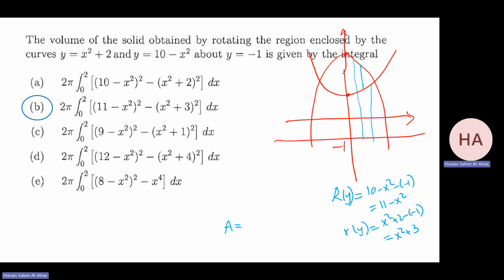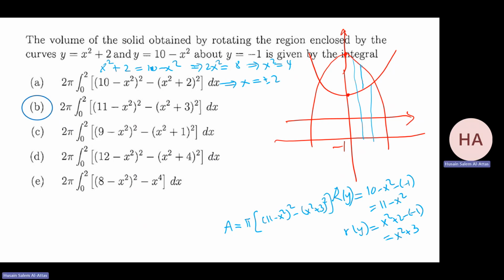What is the area? The area will be, and from where to where? Yeah, I need also to find the points of intersection. Let me equate them here. 10 minus x squared equals x squared plus 2. That gives me what? 2x squared equals 8. So x squared equals 4. So x equals plus or minus 2. Great. So the area will be what? By this square minus this square.